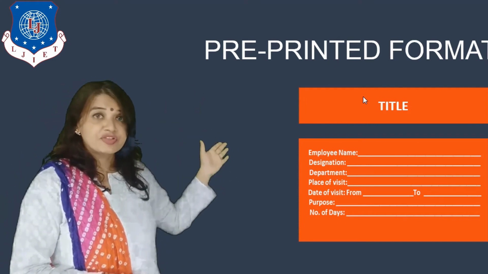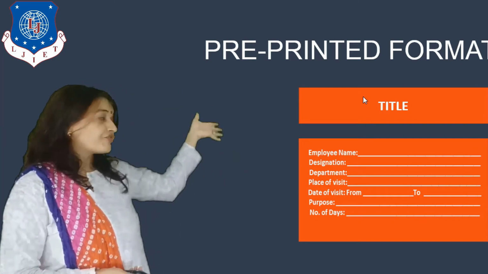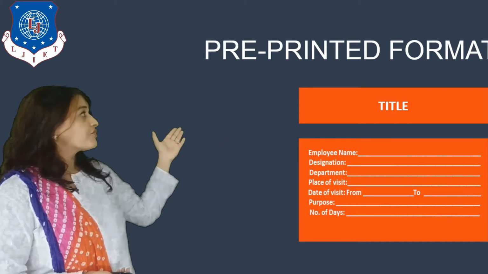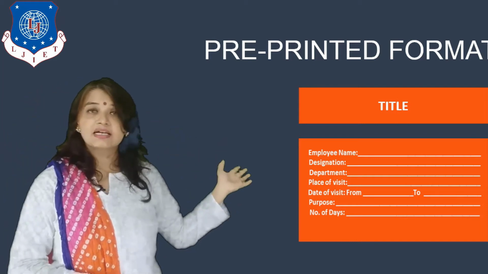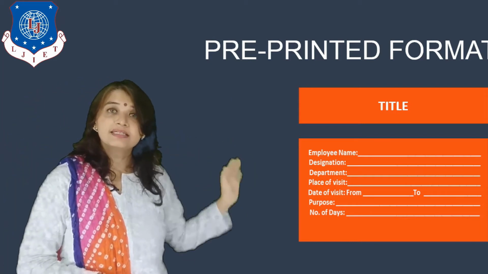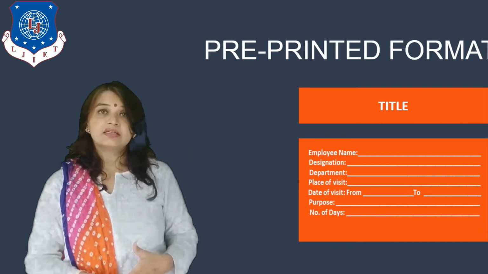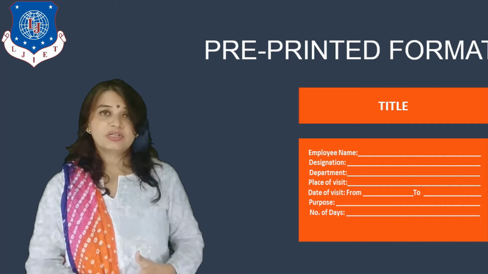The designation of the employee has to be there, the date of visit from and to, the place of visit, the purpose of visit, the number of days that the person has spent. So all the details are there in the title. Again, the title is justified centrally.